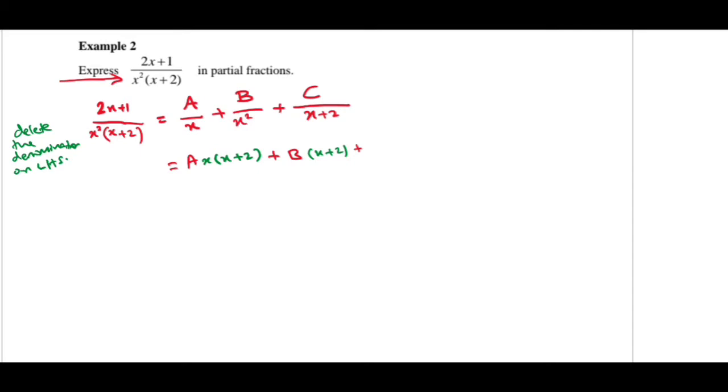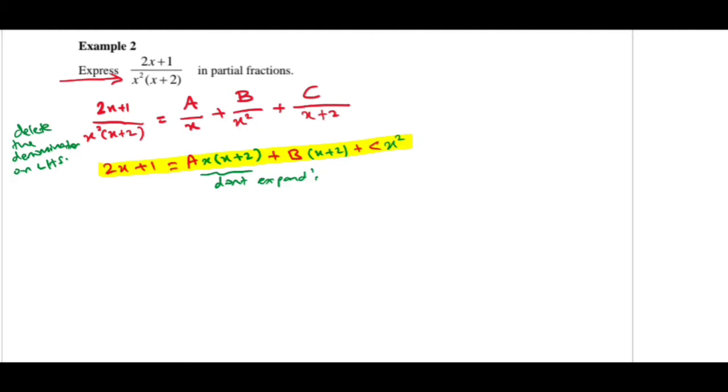For c, you also have to look at the denominator under c, which is x plus 2, and then delete x plus 2 on the left hand side denominator. So when you delete x plus 2, what's left is just x squared. Multiply c with x squared. And then you're done. Compare with the numerator on the left hand side. Remember your tips, do not expand. Please don't expand. Because if you don't expand, it's easier for you to calculate.